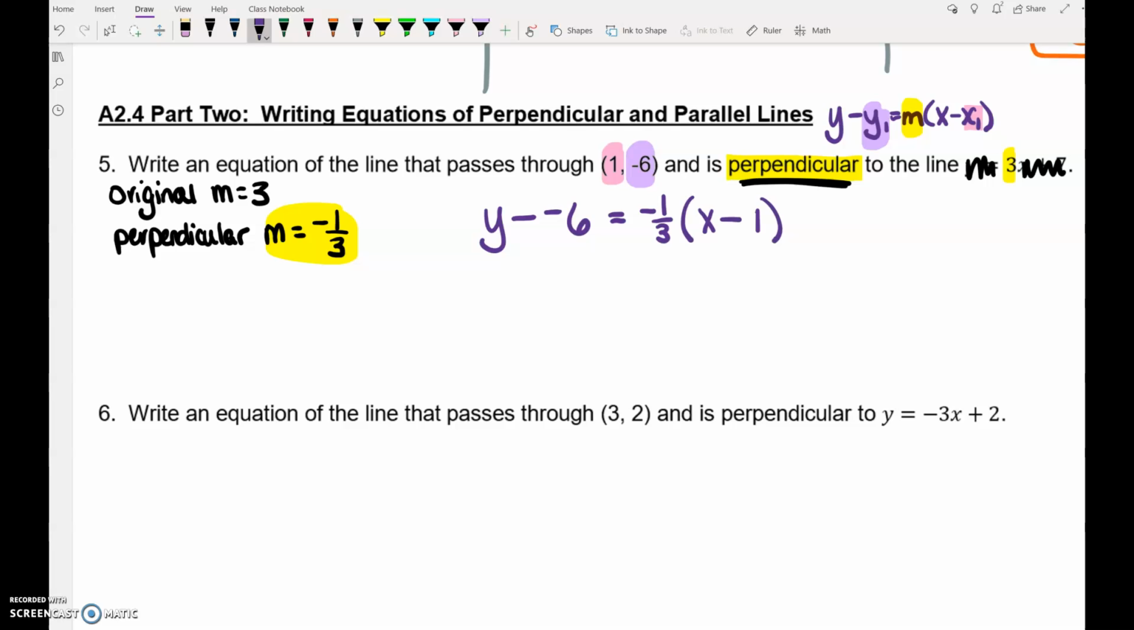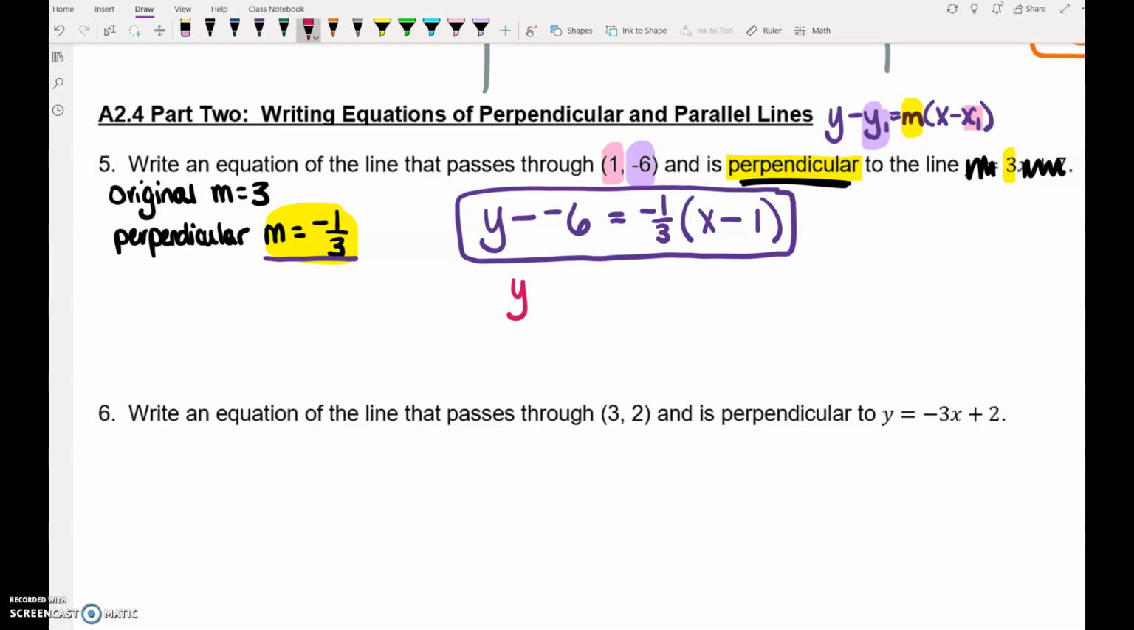On your assignment today, it's going to ask you for the perpendicular slopes. There'll be a blank for you to write your perpendicular slope. It will ask you for the point slope form version of the equation, so you'll write that down. And then there'll be another blank for the slope intercept form. So our next step is to distribute our slope and get this into slope intercept form.